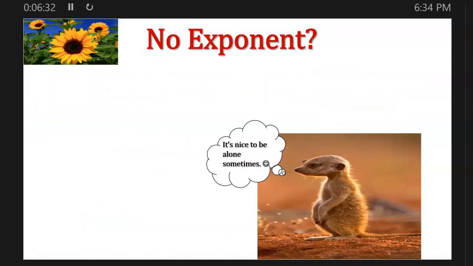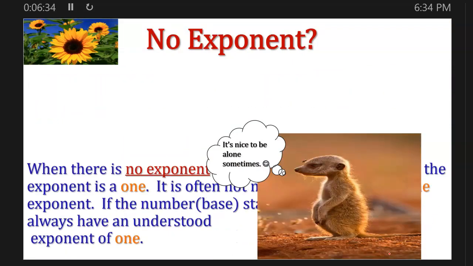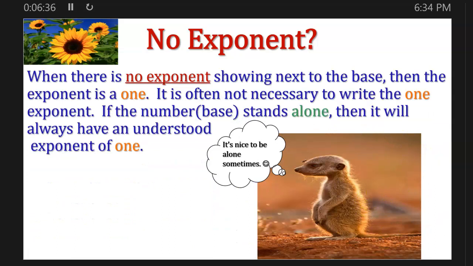All right, let's look at when there's no exponent. When there's no exponent showing next to the base, then the exponent is a 1. It is often not necessary to write the 1 exponent. But if the number or the base stands alone, then it is always an understood exponent of 1.